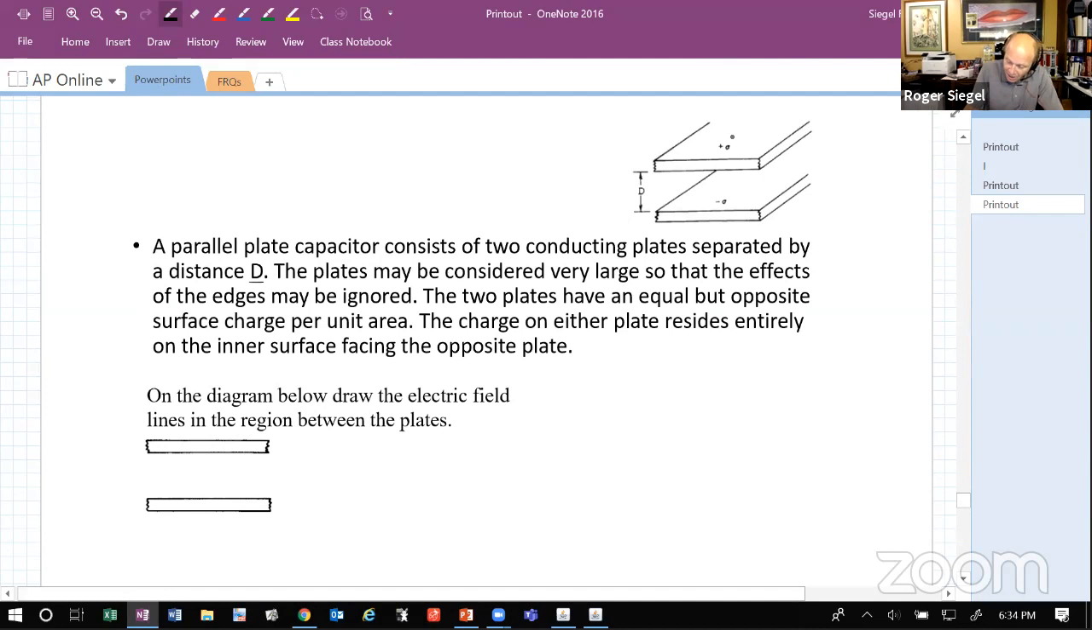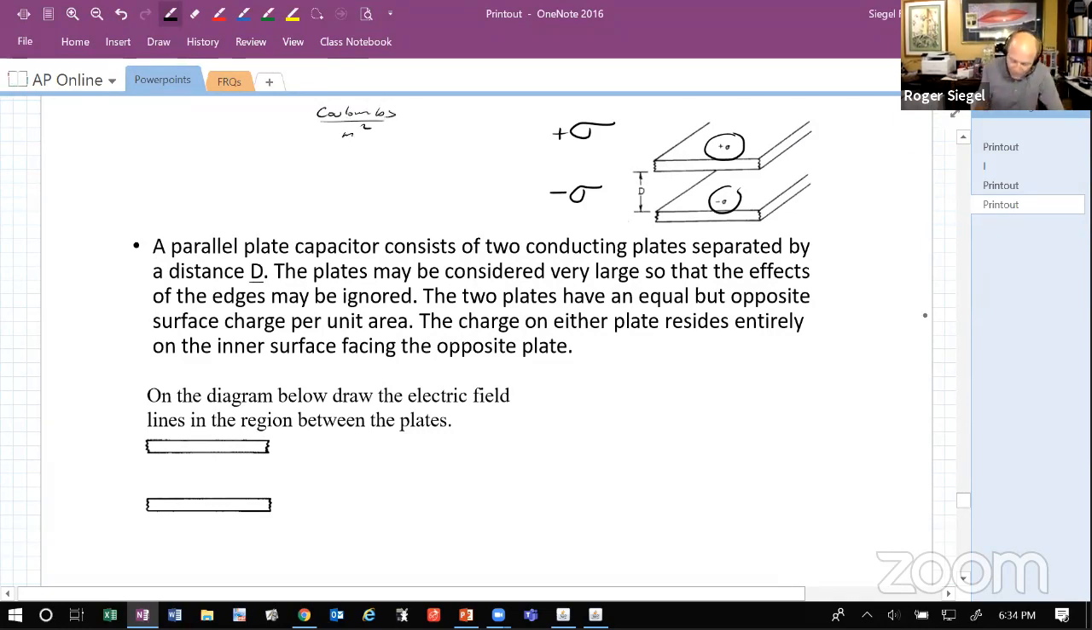All right, so up here, this is very small, but I'm going to go ahead and circle it. This is sigma, this is plus sigma, and this is minus sigma. And remember, sigma is our charge density. That's going to be coulombs per meter squared.